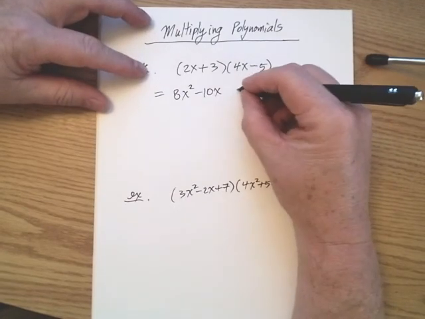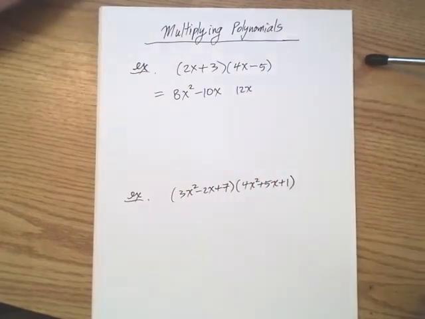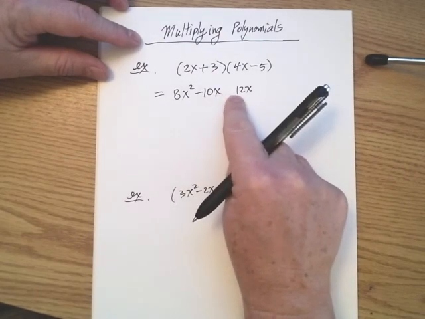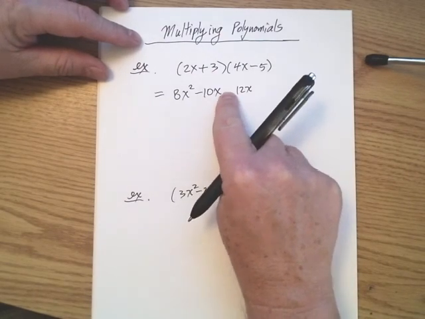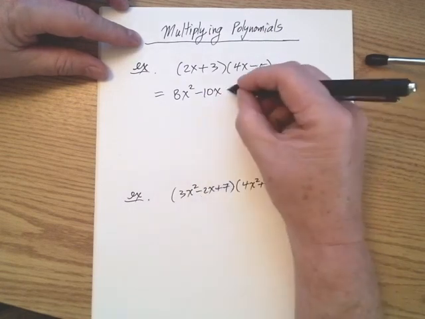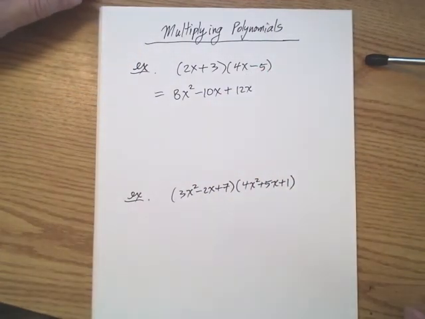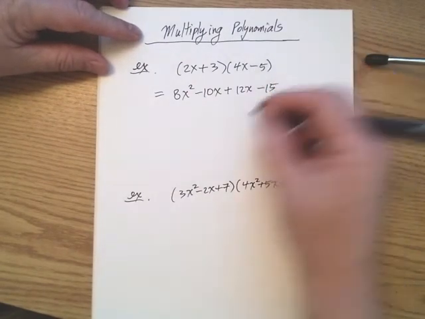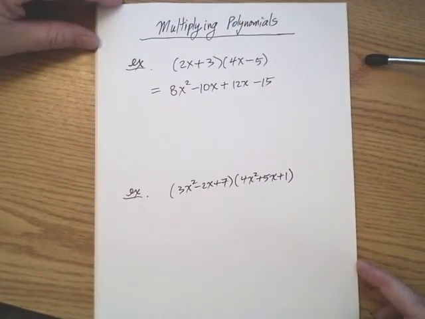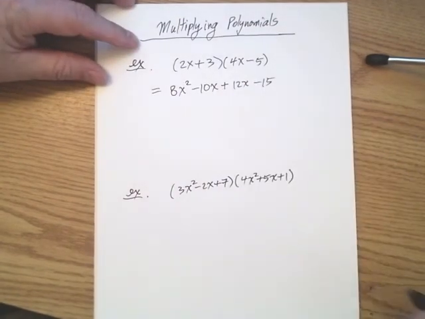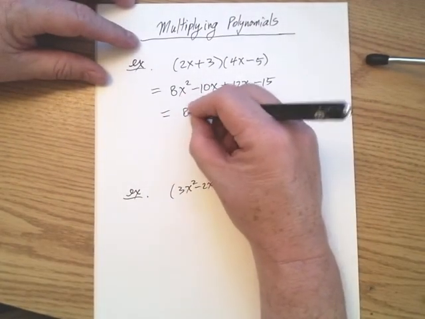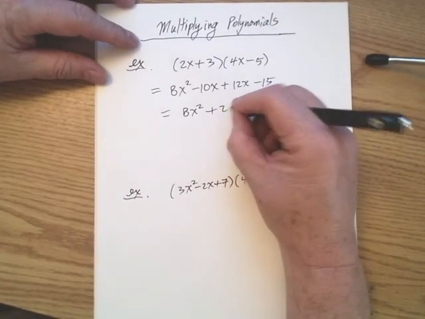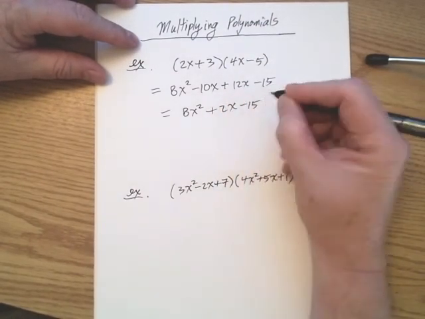3 times 4 is 12x. Now I left that there for students. I've often seen this where what? They're not connecting their terms with everything. What should be the operation between these? It should be a plus sign, right? Don't just have terms floating next to each other. What's 3 times negative 5? Negative 15. Okay, operations between all the monomial terms. And now you guys notice that these two middle terms are actually like terms. Negative 10x plus 12x gives you what? 2x. Okay.